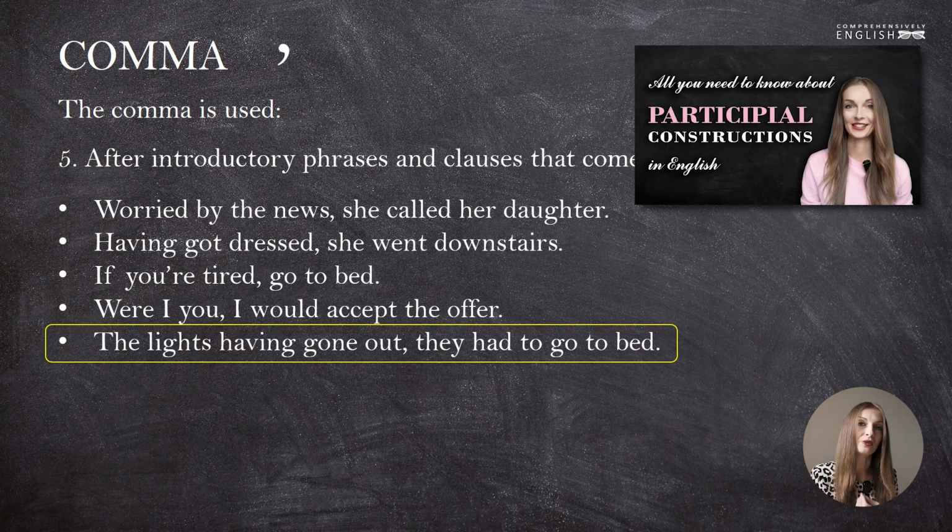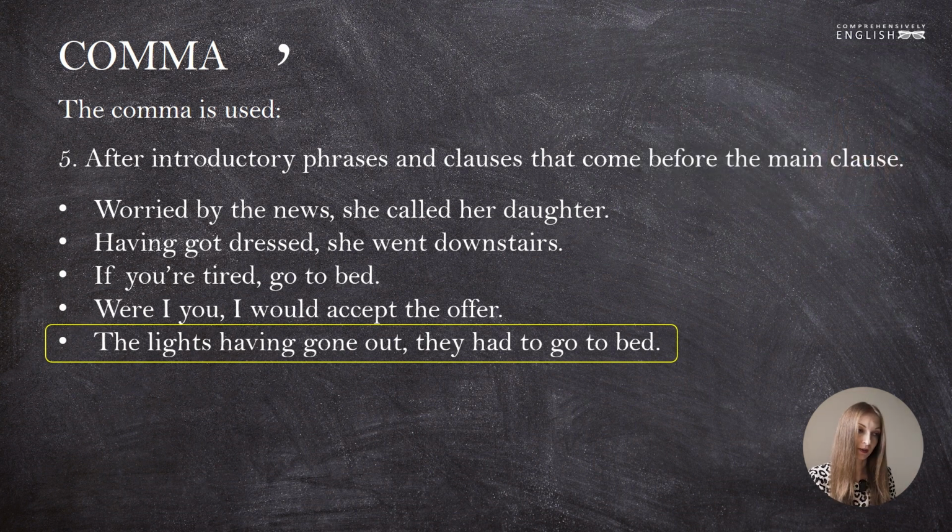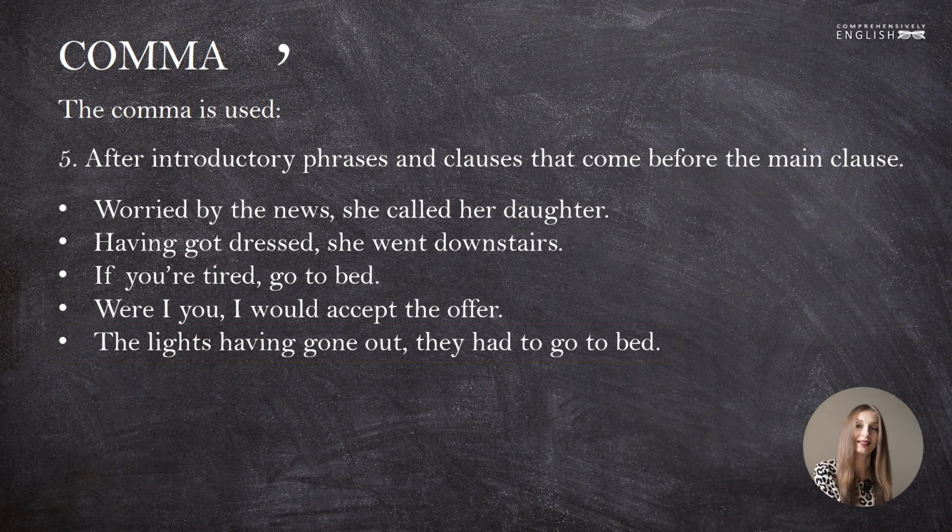There I speak about participial constructions. And this thing, the lights having gone out, is called the absolute participial construction. Here it functions as the adverbial modifier of cause. Why did they go to bed? What caused them to go to bed? The fact that the lights had gone out.